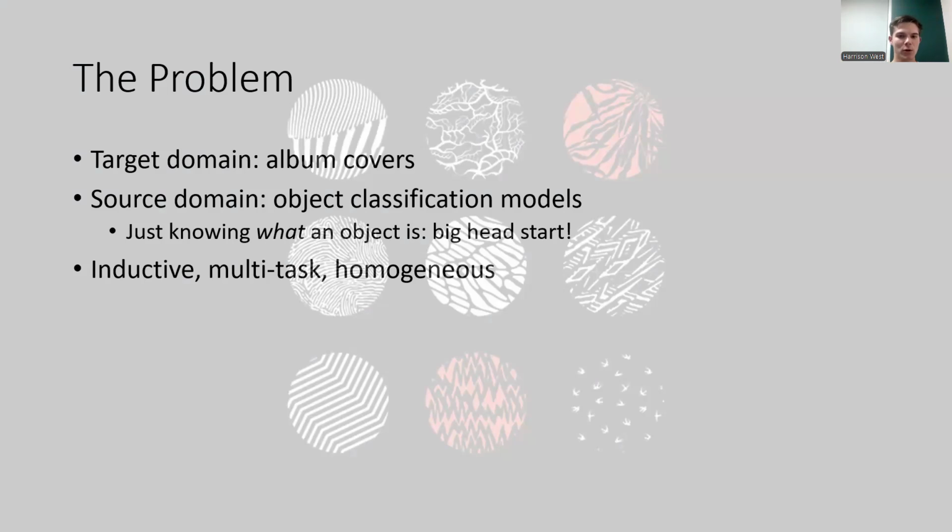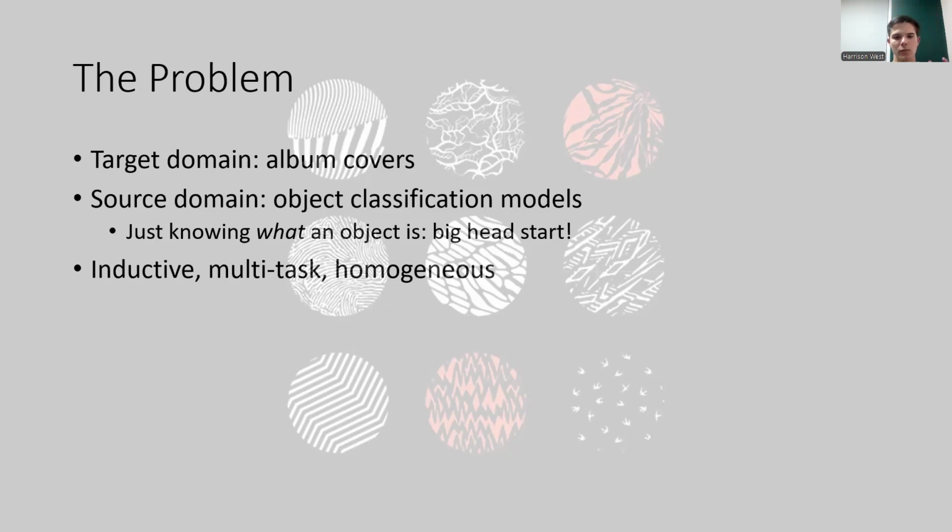The source domain is object classification models. So we looked at some of those in class, right? That can identify a water bottle or a toaster. And you'd think, what does that have to do with predicting the year of an album cover? Well, it really helps to know just what an object is, right? So you're not just flying blind, looking at pixels, looking at numbers, right? If you know what an object is and how to delineate objects from other objects, what an object boundary looks like, that already is a huge head start. And we'll see how effective that makes our model.